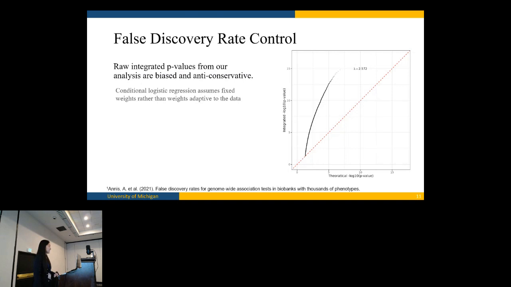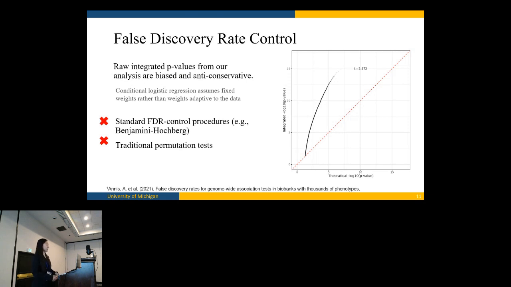However, we recognize that our integrated p-value is actually inflated. From the QQ plot of the integrated p-value and the theoretical p-value, you can see that it goes very far from the red line, and it has a genomic inflation factor of 2.5, which is much greater than 1. So this raw integrated p-value is biased and anti-conservative. It is because the conditional logistic regression assumes fixed weights rather than weights adaptive to the data.